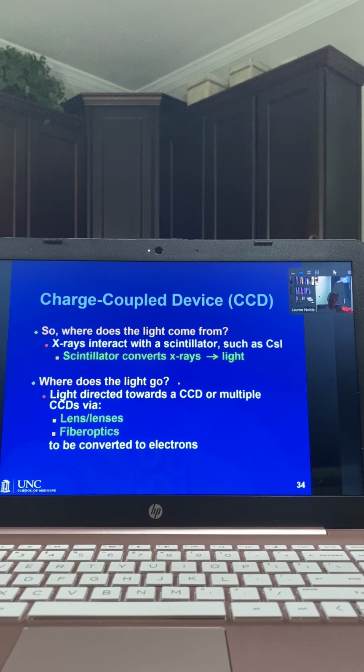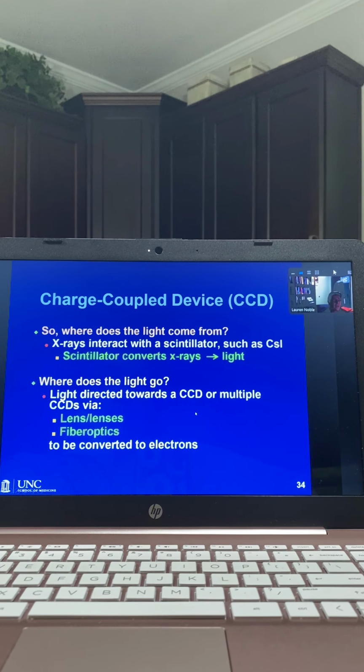Then what happens is the light will get directed towards a CCD or towards multiple CCDs. The way this is accomplished is the light will be directed either through a single lens or through multiple lenses, or via fiber optics. And once this light gets to the CCD, it will convert that light to electrons. We're going to look at a couple of different configurations here so that you can see how this looks.